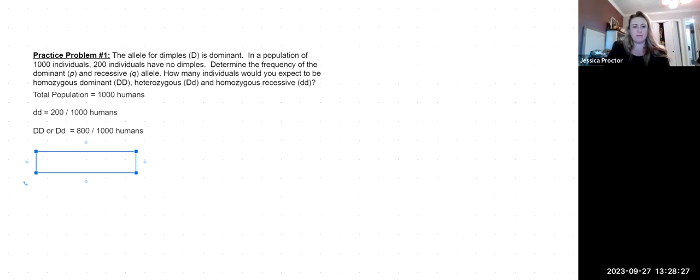Excellent, Janelle, 0.20. So that's our value of Q squared. So remember, we want to isolate the value of just Q. So what do I need to do to that number to find the value of just Q?